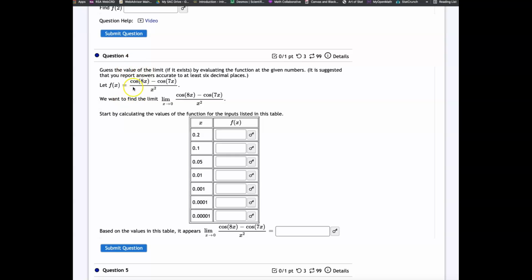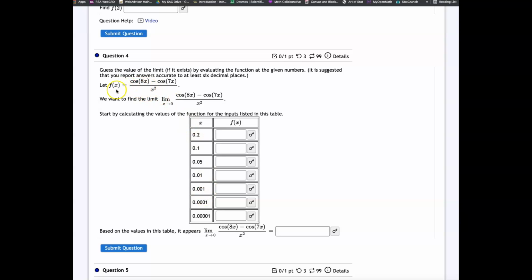So here's one of the potential questions you would have, I think this is homework 2.2, for one of your homework assignments. We're trying to see what happens to this complex looking function, whatever it represents. Find its limit as the x values get closer and closer to 0. That's what's represented here on this table.